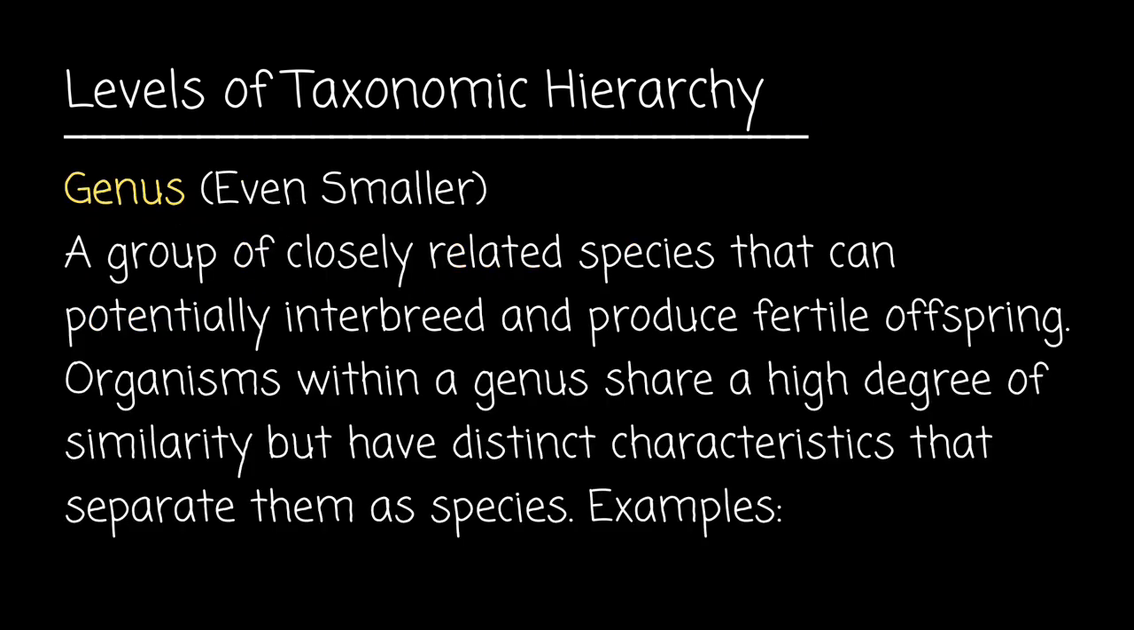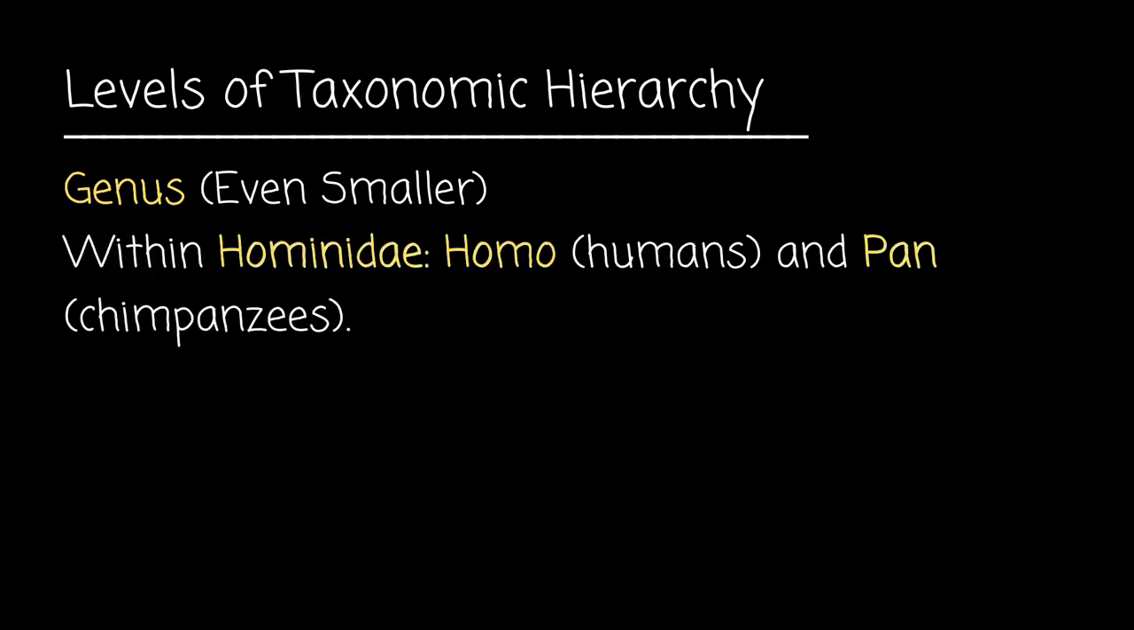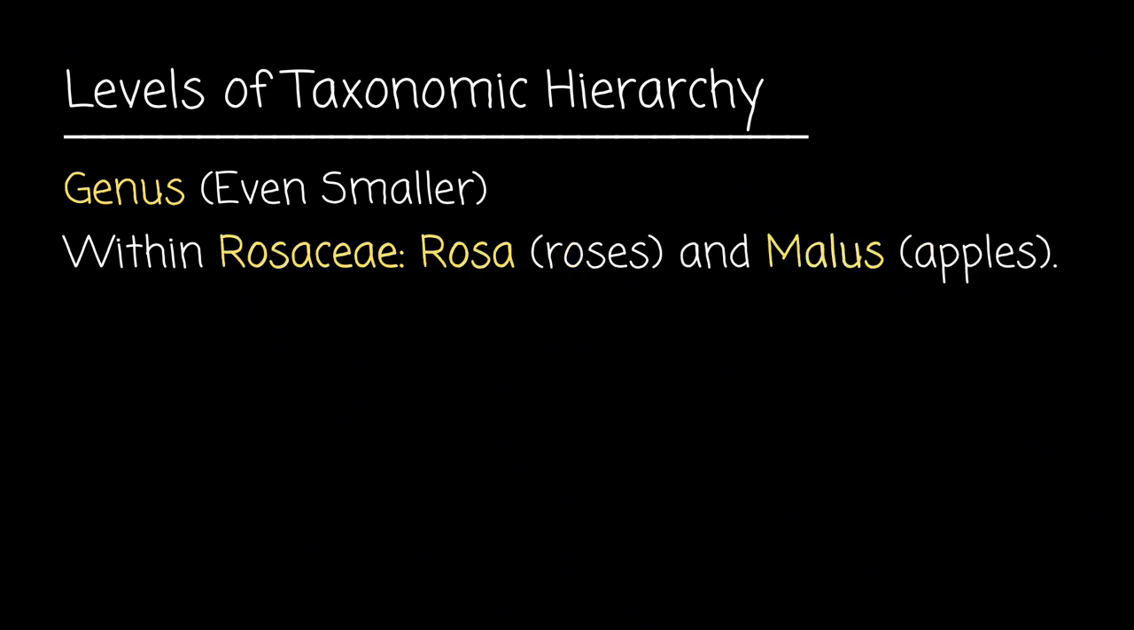Next, we have genus, a group of closely related species that can potentially interbreed and produce fertile offspring. Organisms within a genus share a high degree of similarity but have distinct characteristics that separate them as species. Examples: within Hominidae, Homo, humans, and Pan, chimpanzees. Within Rosaceae, Rosa, roses, and Malus, apples.